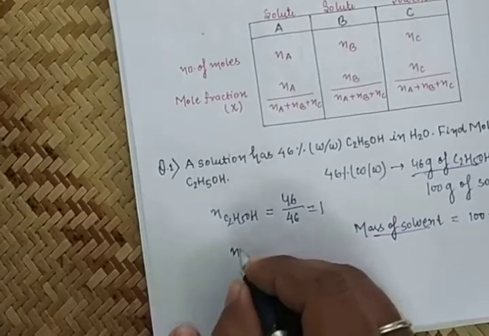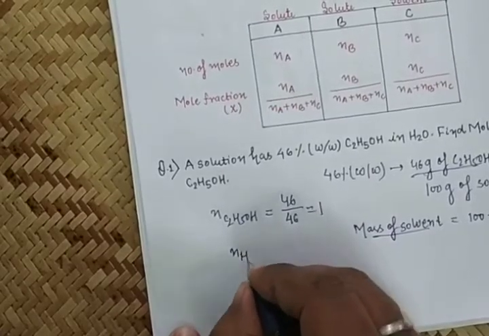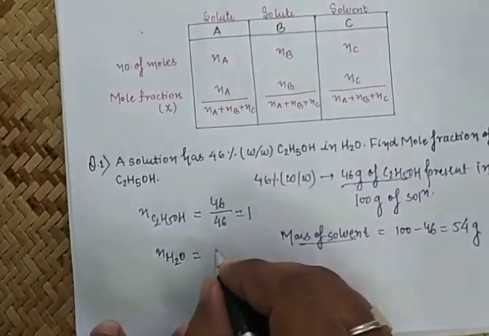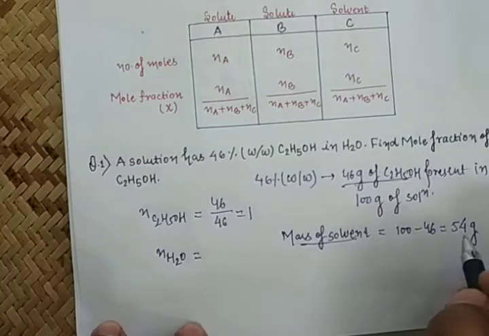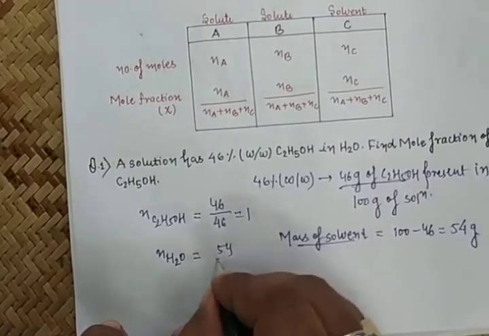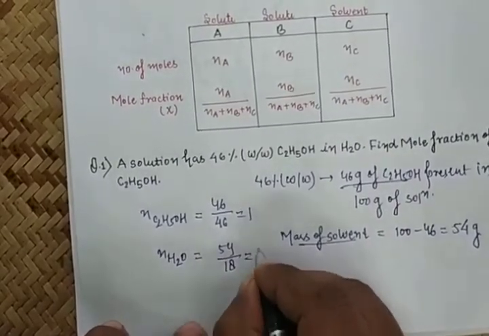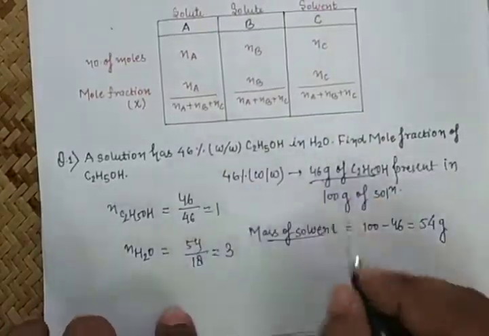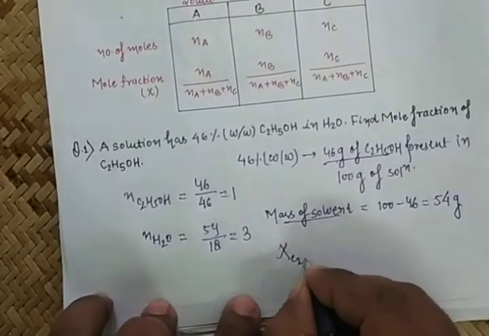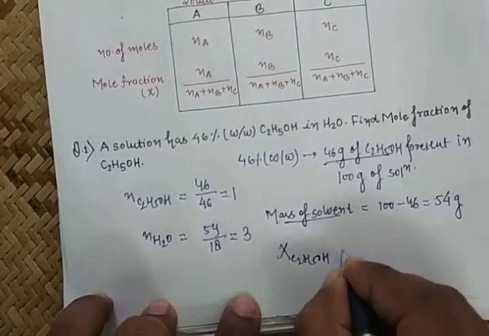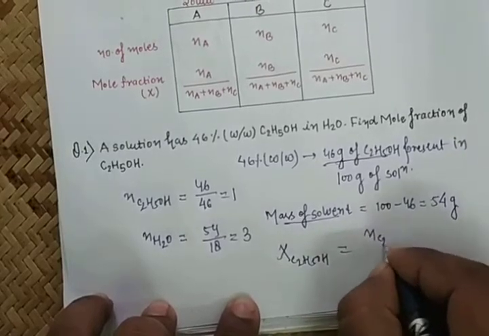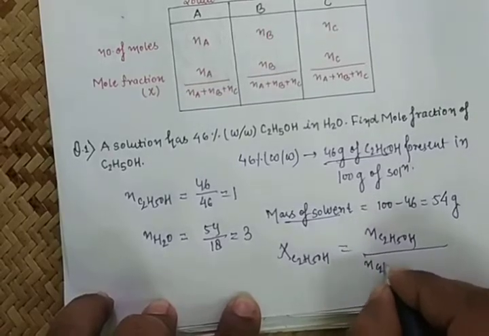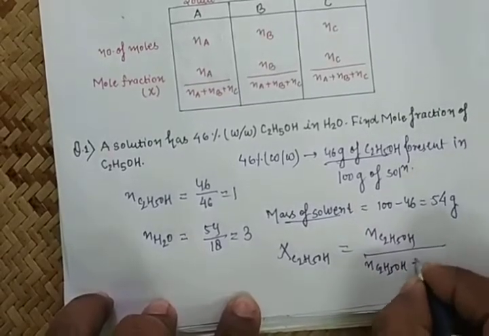And the number of moles of water, Nb. The solvent is water. The mass of solvent is 54 and the molar mass of water is 18. 18 times 3 is 54, so 3 moles. Now you find the mole fraction only for C2H5OH. So zeta C2H5OH is N C2H5OH divided by N C2H5OH plus N H2O.